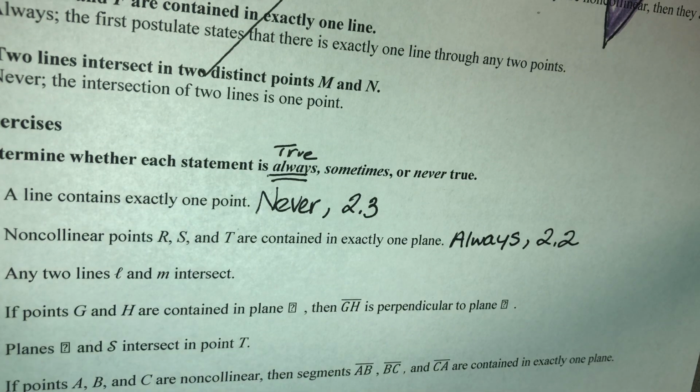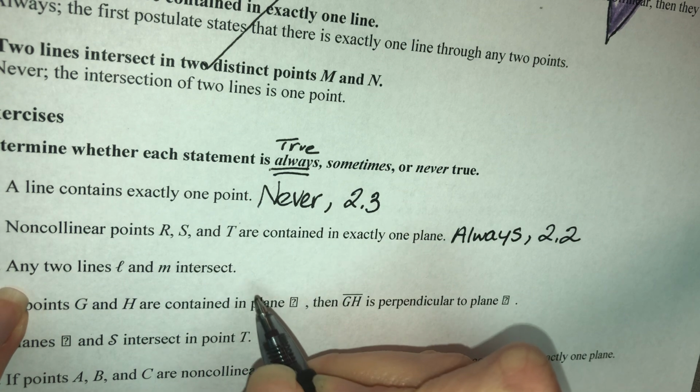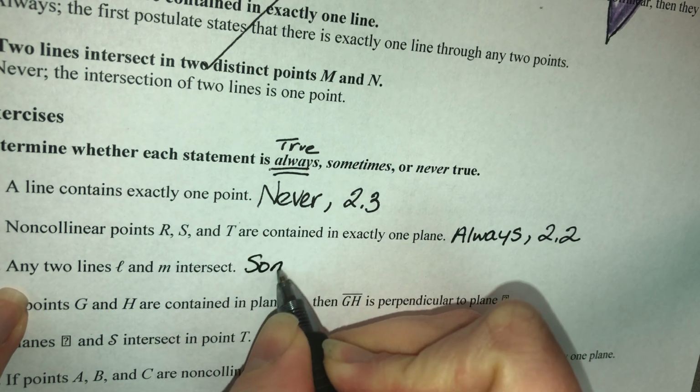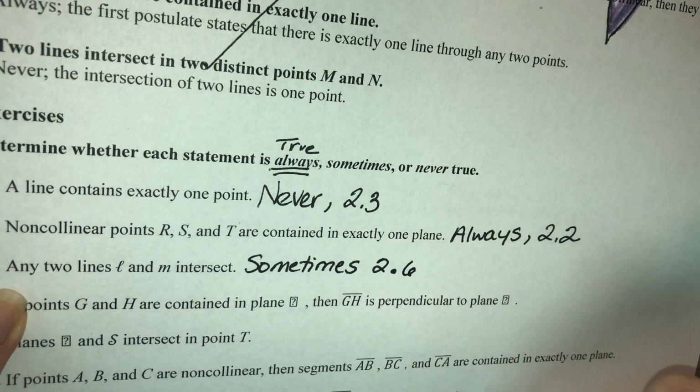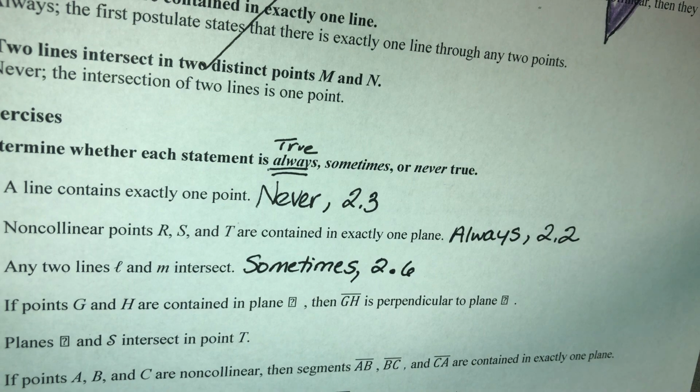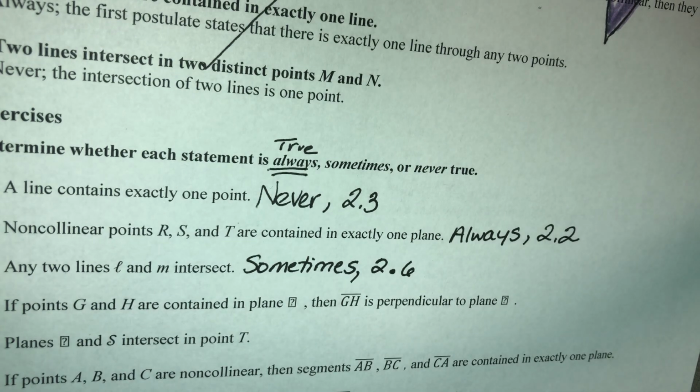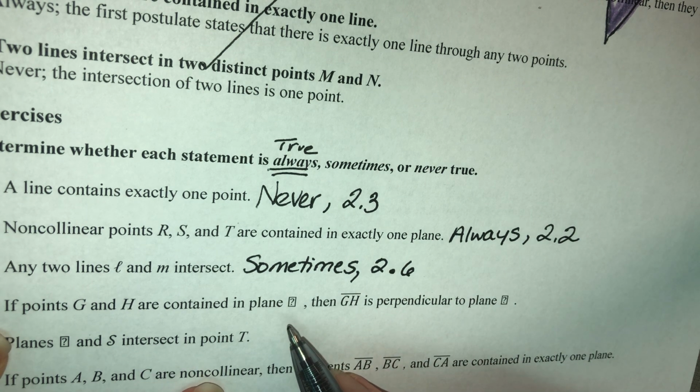So, oh, excuse me. Any two lines, L and M, intersect would be sometimes true because of postulate 2.6. It says if two lines intersect, so they don't have to. They could. Maybe they're not intersecting lines. Maybe they're parallel lines. Or maybe they're skew lines, you know, when they're two lines that don't intersect that are not even in the same plane as each other. So sometimes.